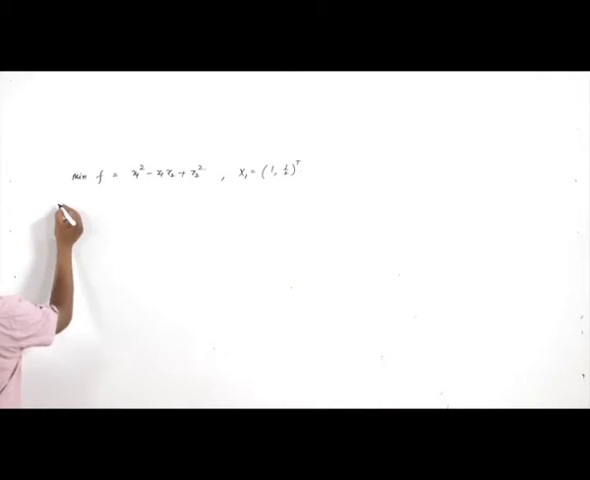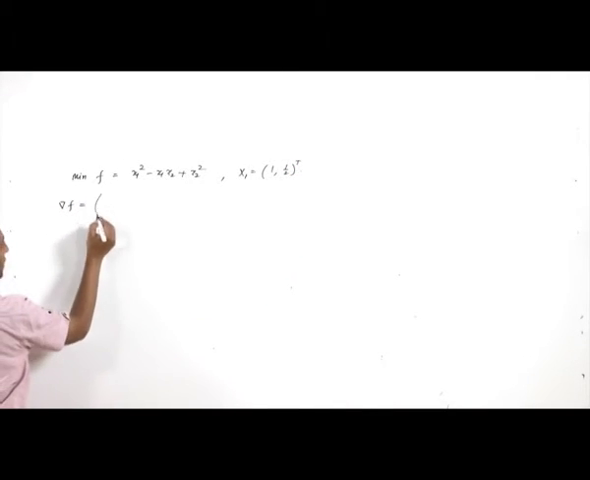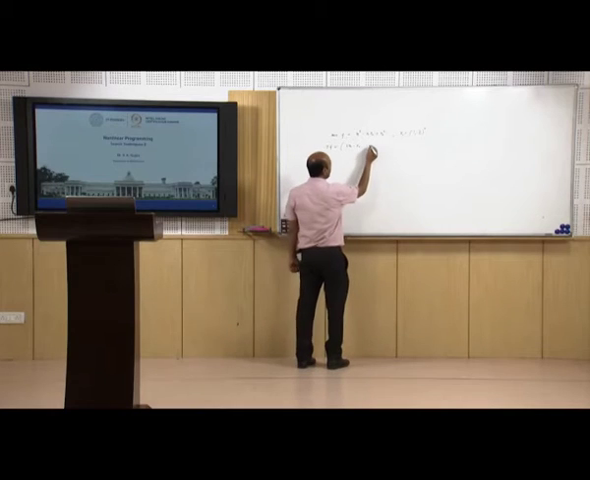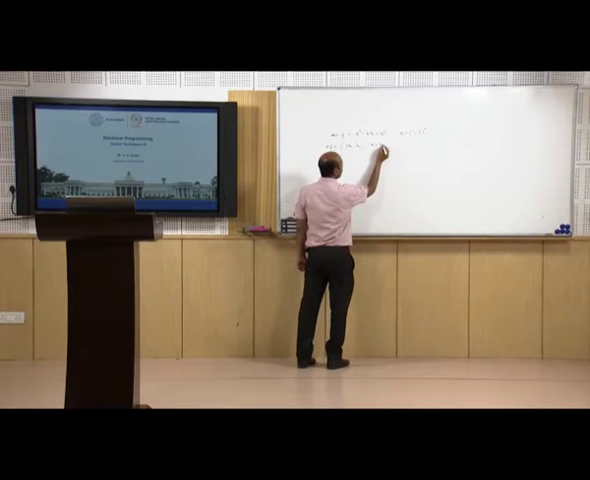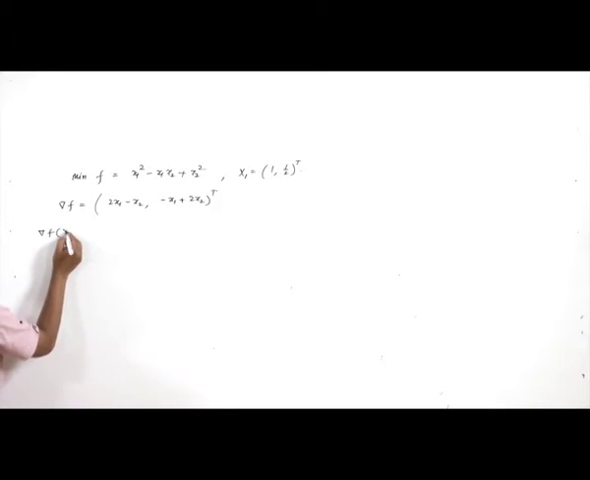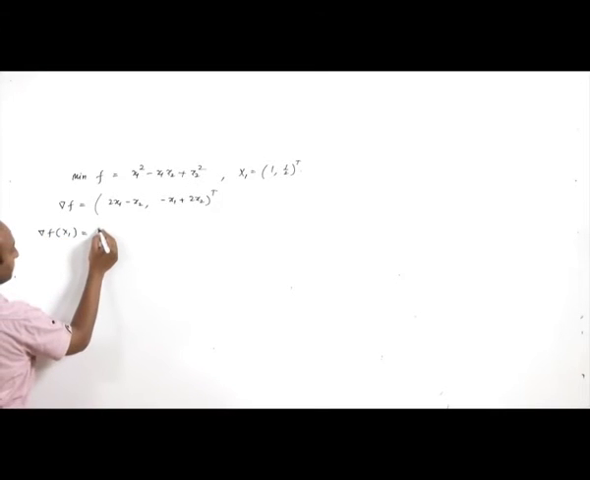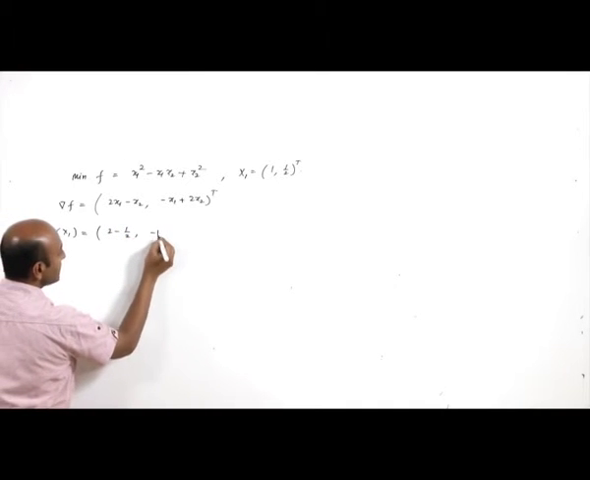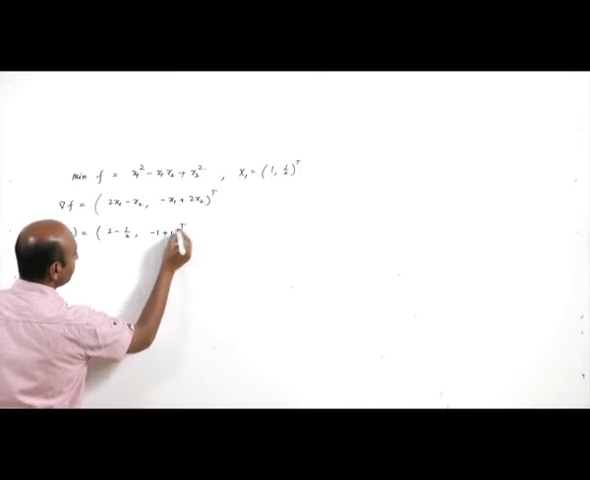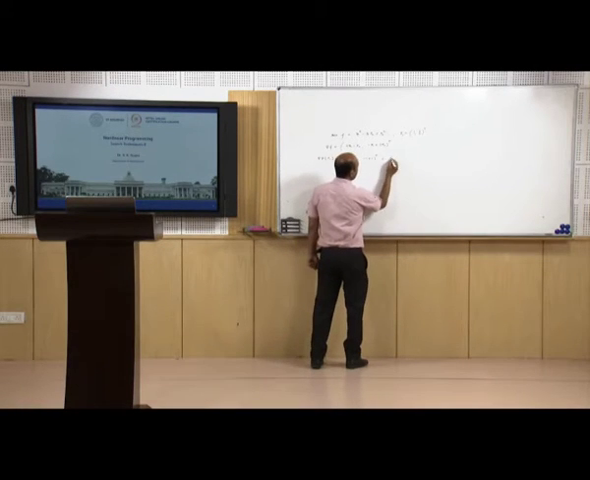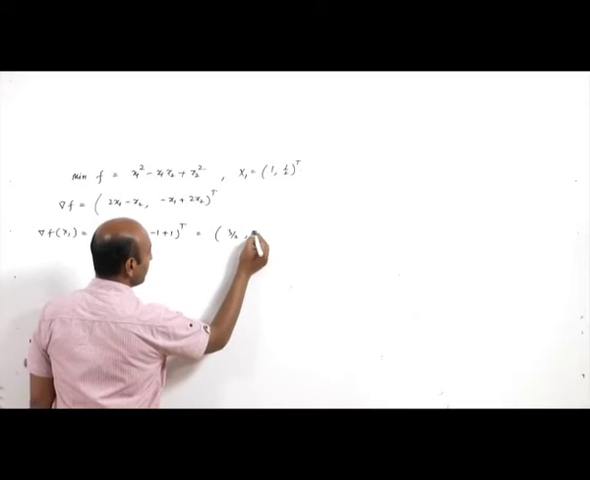So, first we find the gradient of f. Gradient of f is (2x1 minus x2, del f upon del x1, del f upon del x2). Now, gradient of f at x1, which is 2 minus half, and it is minus 1 plus 1, okay. That is nothing but 3 by 2 comma 0.